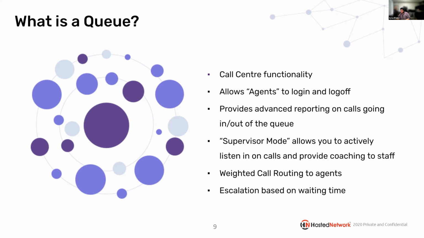You can also set the queue to escalate to a different queue based on the waiting time, say if they've been in there for 2 minutes, as well as the typical things of: you're in this position in the queue, your average waiting time is X amount of seconds. So the normal things you would expect in there. I'll jump through.